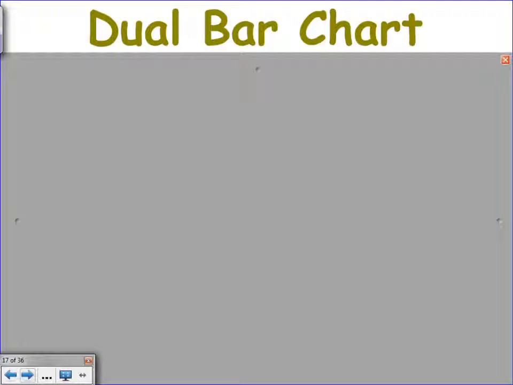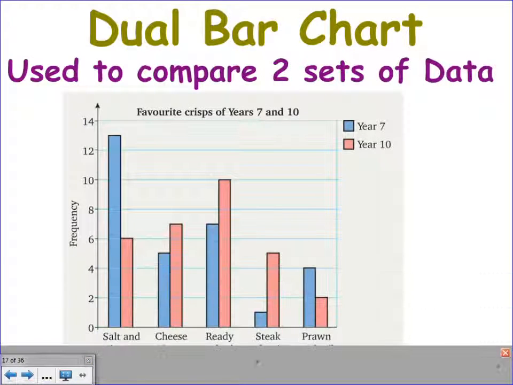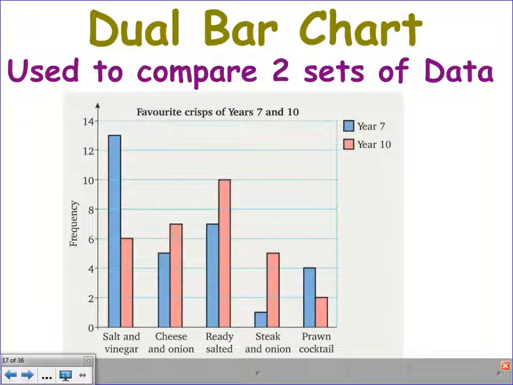And I'm going to talk about 2 other types of bar charts. Okay. Anybody heard of a dual bar chart? What does a dual bar chart do? Is that when they're both together? Good. Yes, we call that the data, sets of data. So it's really important that you understand this, and I'm going to show you the other display at the same time. A dual bar chart compares sets of data.